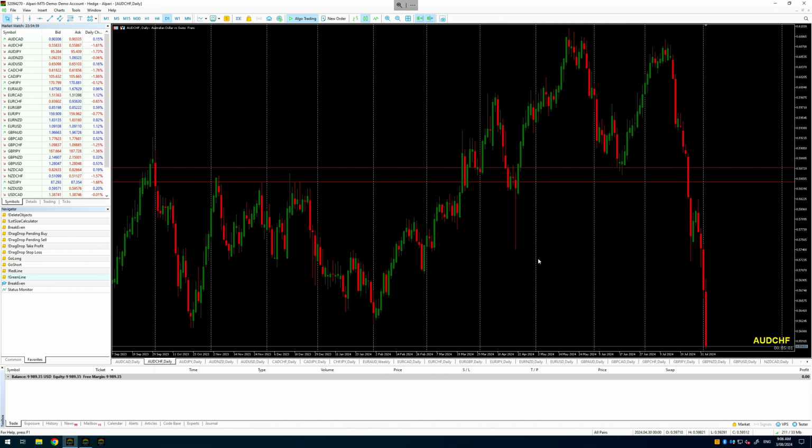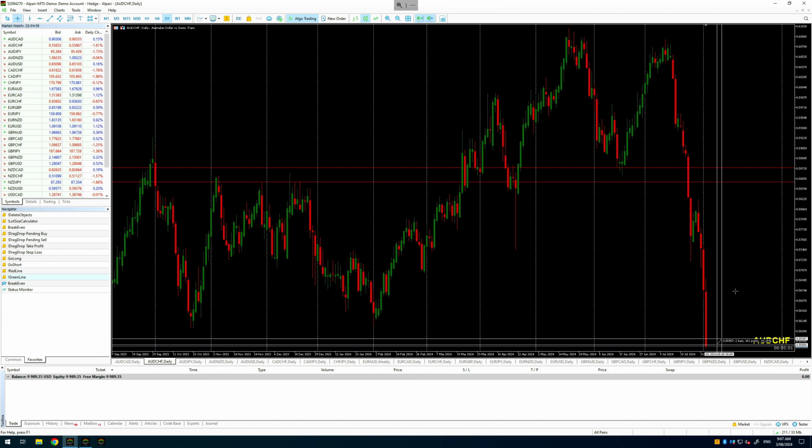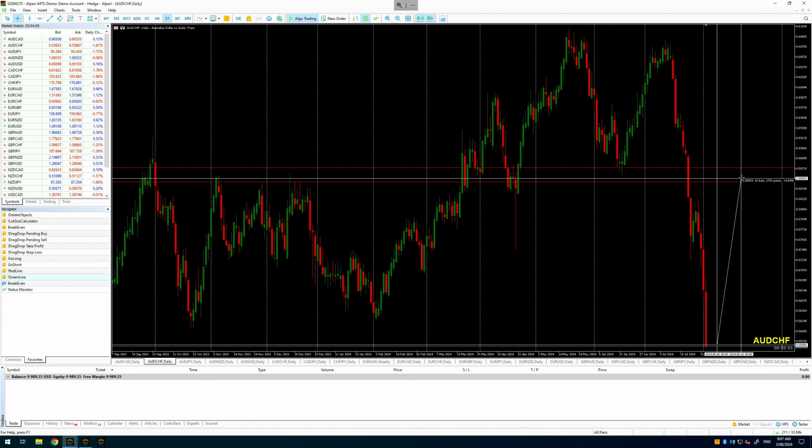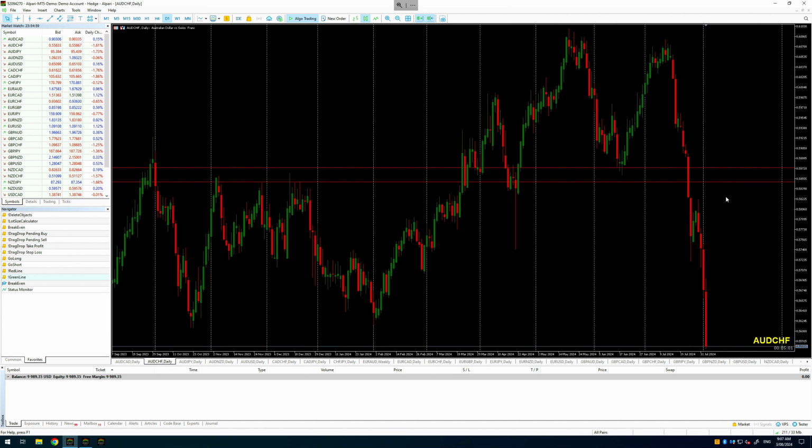We have the Aussie Swiss looking at the same sort of setup, a possible short on this one. However, it may actually be too far away. I'm not sure if this one will actually come back to the zone so that we can take it short. We're looking at about 260 pips for it to get back to the zone.